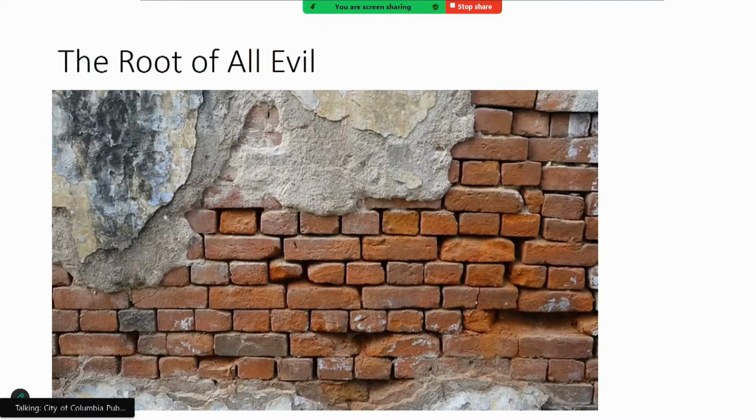Okay, so who knows what the root of all evil is when it comes to a historic building? Or any building, really? Water, that's right. Water is the cause of most issues you see with buildings, especially brick. Because like I said, the water comes into the building, it has to find a way out.